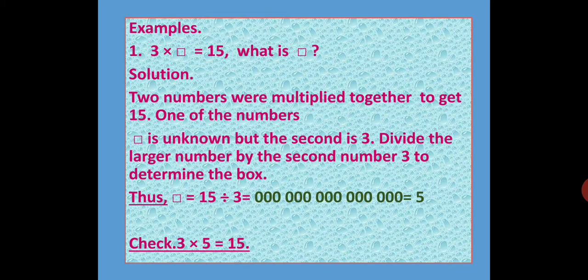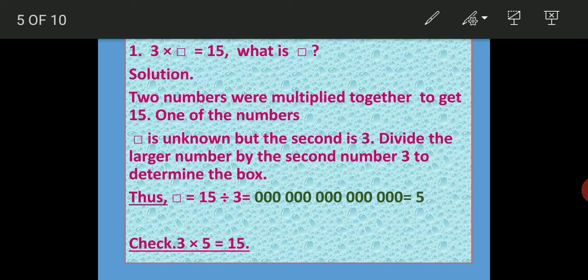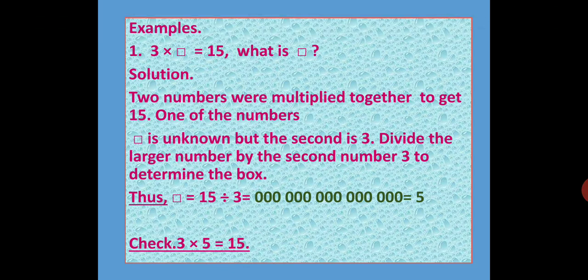Now, if you divide that by 3, and that's why I've put them in groups of 3, let's count the groups. How many groups? We have 1, 2, 3, 4, 5. There are 5 groups. So if you divide 15 by 3, what you're getting is 5. That means box is equal to 5. Now, the last rule says we should check. So check if you multiply 3 by the box, which is now 5.